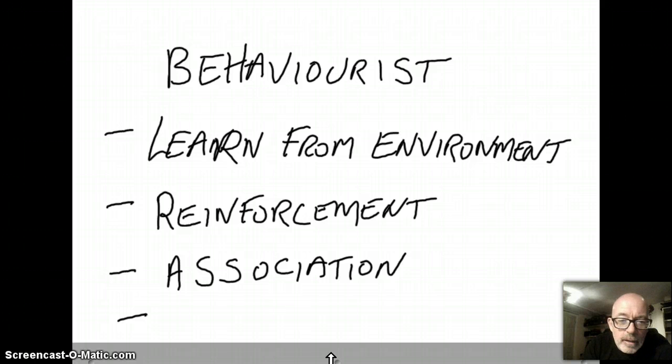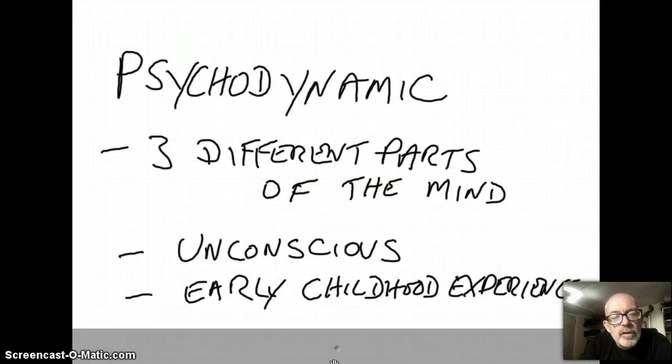Okay, next one. The psychodynamic approach is very different. The assumptions that the psychodynamic approach is based on is that there are three different parts of the mind.